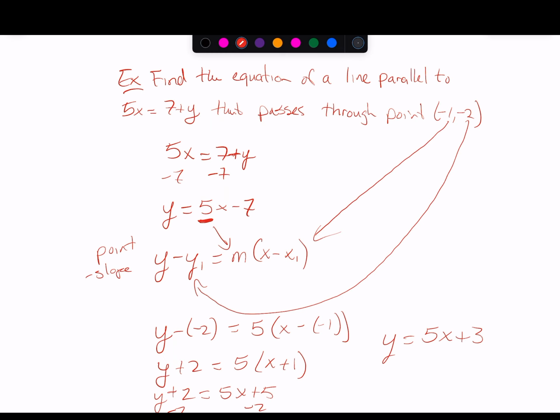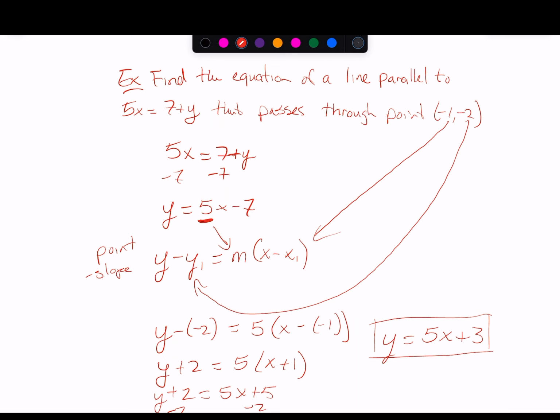Now, can we compare that to our original line, which is 5x minus 7? Those have different intercepts. One is -7, one is 3. And the slopes are both 5, so these two lines are parallel, and we found a line that goes through the point -1, -2, and has that slope.